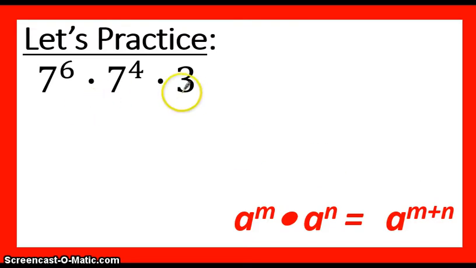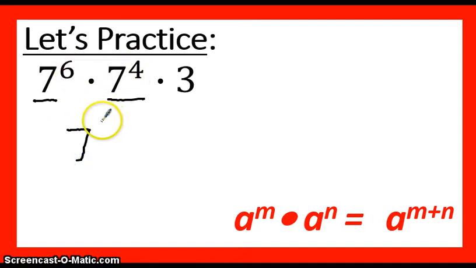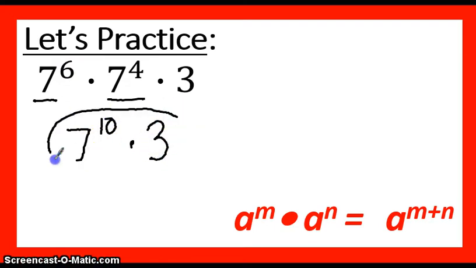It works for numeric expressions as well. Here we have the same base twice: 7 to the 6th times 7 to the 4th. Base number stays the same, add the exponents, which makes 10. And we'll just leave times 3 on the end because these bases do not match. This is a simplified expression.